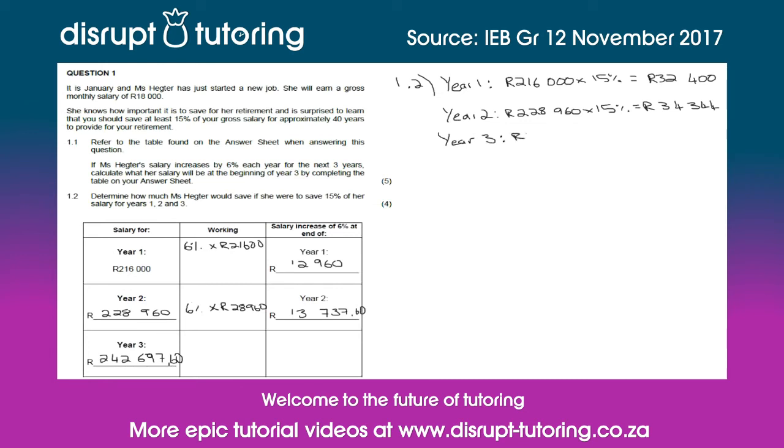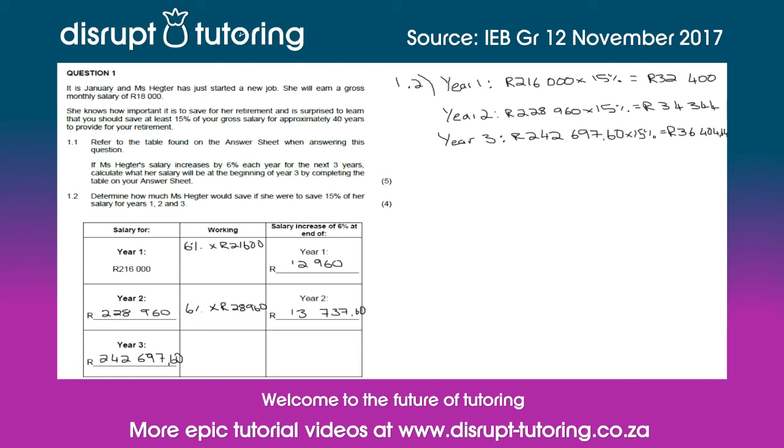And then for year 3, remember we calculated it to be 242,697.60 multiplied by 15%. So remember again, 15 over 100. So this equals a grand total of 36,404 Rand and 64 cents. So that's the total for each year.